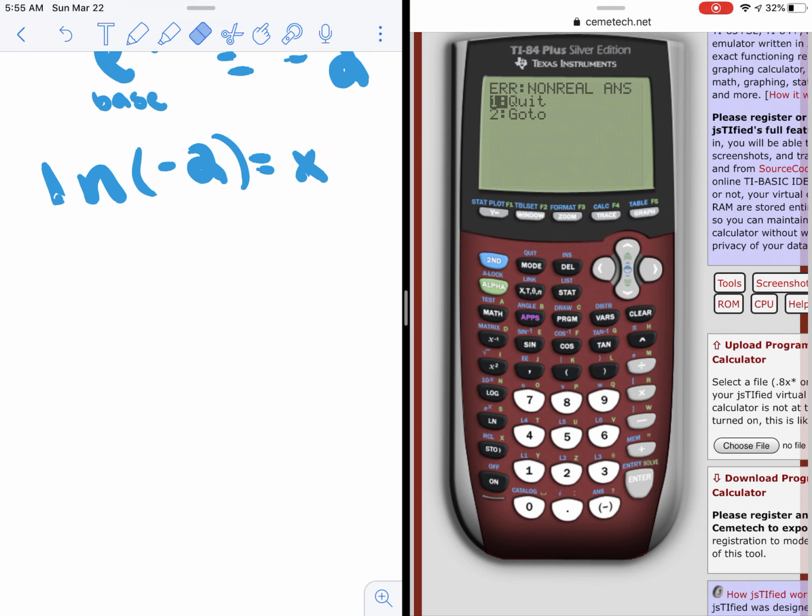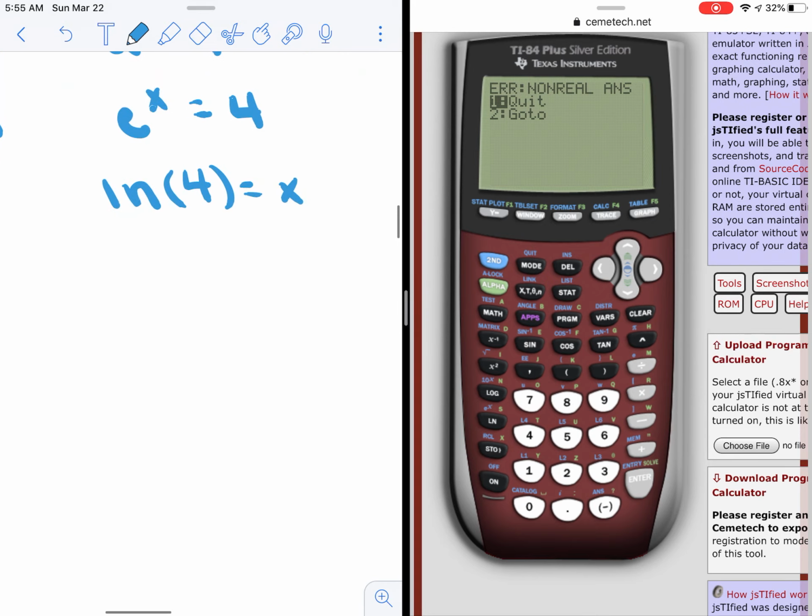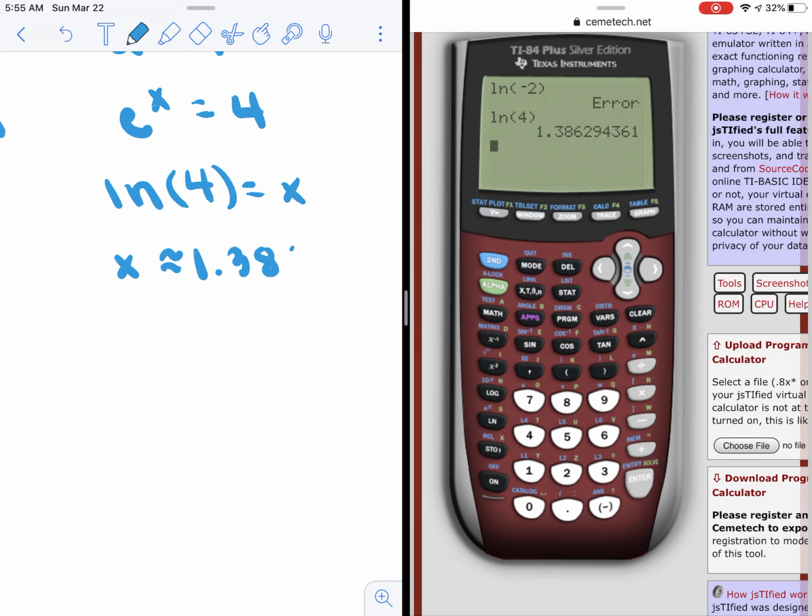So every time you get a number inside of the argument that is negative or 0, this will not create a solution. Now, the other side, we're okay. The natural log of 4, if you hit enter, we're all good. We get x is approximately 1.386.